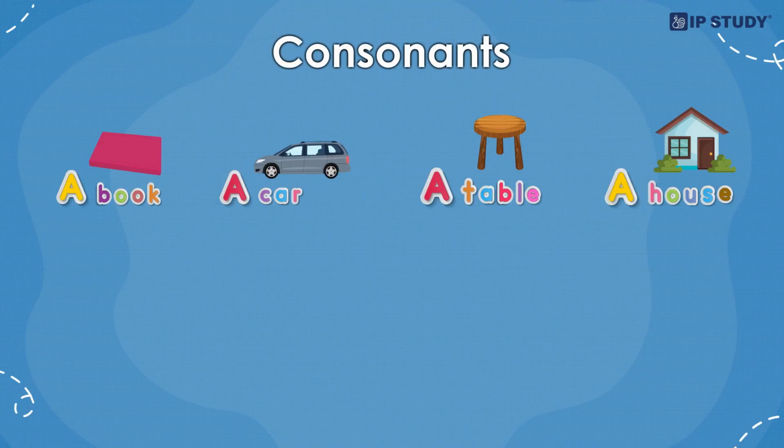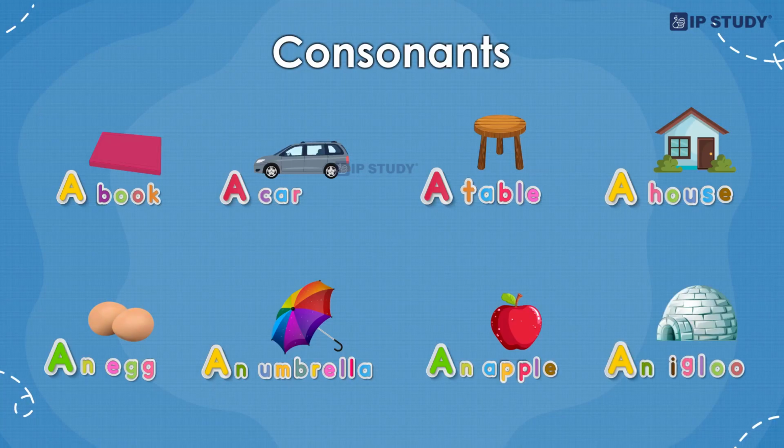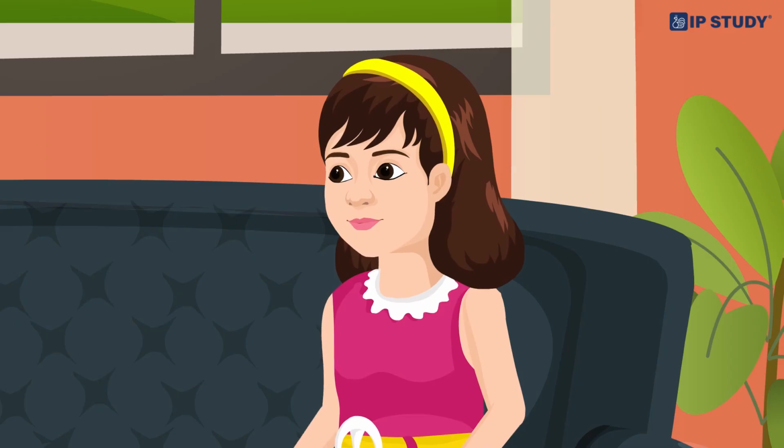Exactly. And a goes before words starting with consonants like a book, a car, a table, or a house. And an goes before words starting with vowels like an egg, an umbrella, an apple, or an igloo. Consonants with a, vowels with an.